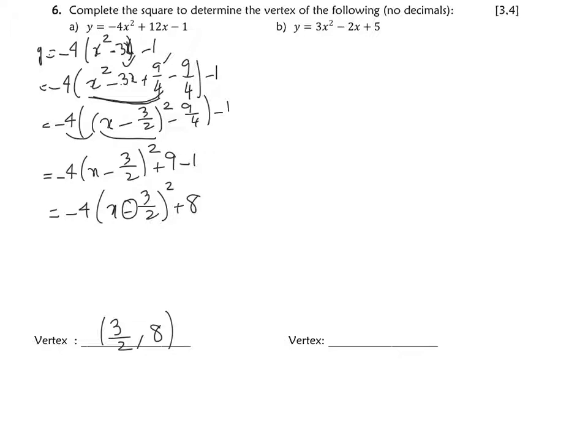The next one is 3x squared minus 2x plus 5. Again, I do the same thing. I'm going to say y is equal to 3 times x squared minus 2 over 3 x plus 5. Now this one I can write as 3 times x squared minus 2 over 3 x. 2 over 3 divided by 2 is 1 over 3. Squared is 1 over 9. Add and subtract, so I'm going to add 1 over 9 and subtract 1 over 9.